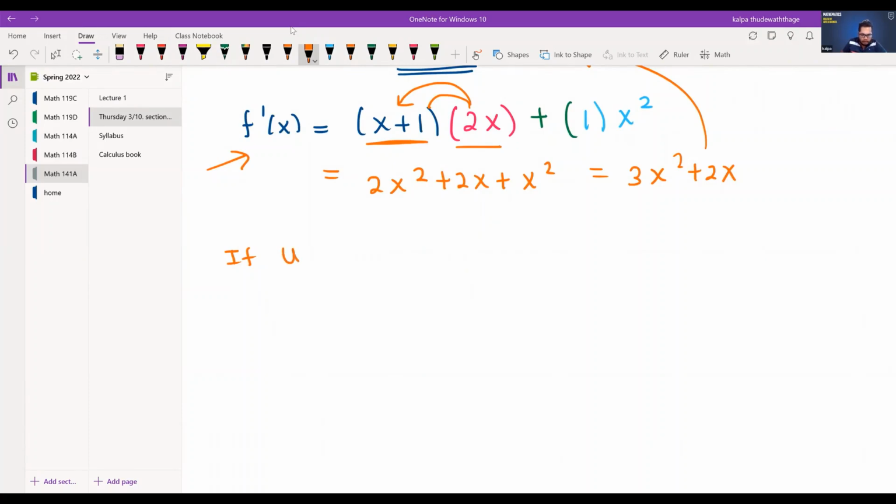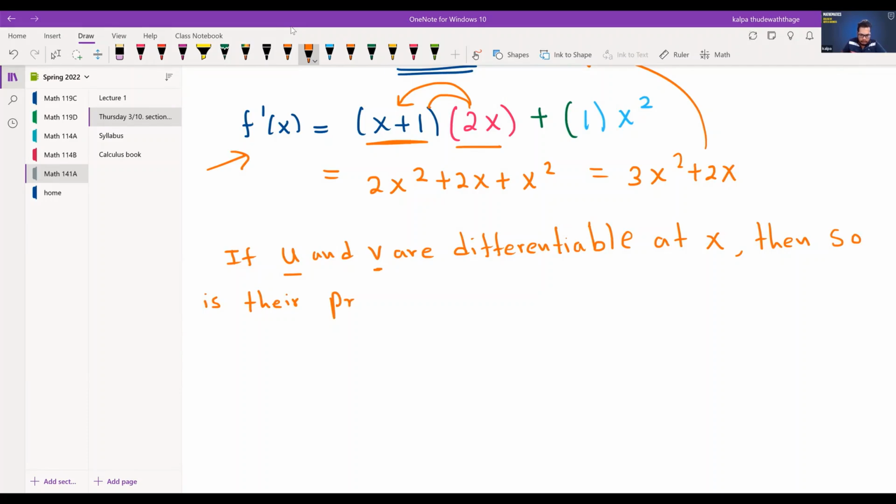If u and v are differentiable at x, which means you can differentiate these functions at x, then so is their product uv, and the derivative of uv.